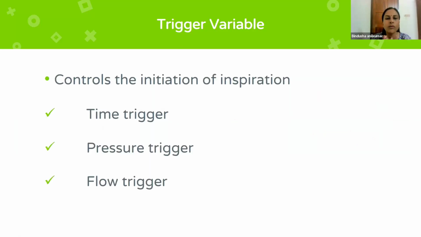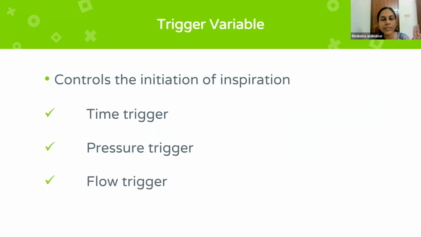Okay. So now we are going to the variables. So what are the types of triggering? As we said earlier, the trigger variable is the one which will determine when to initiate inspiration. They will control the initiation of inspiration. There are three different types of triggers. Either the breaths could be time triggered or patient triggered.